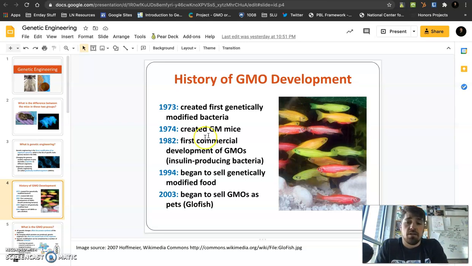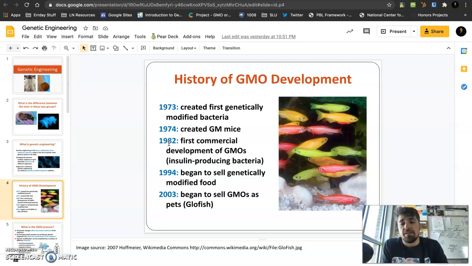Then in 82, we had the first commercial development of GMOs. This was a bacteria that produces insulin, which is what's necessary to allow sugars into your cells. This was produced to increase insulin production that we can then use in people with diabetes so that they can have insulin. And so we grew that through bacteria.